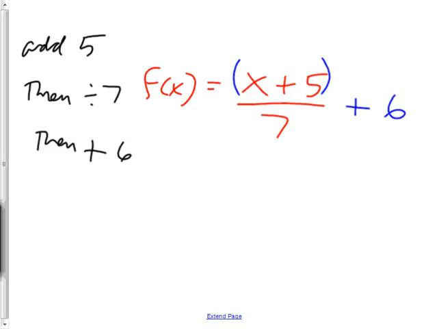Be careful when you're done that you go through the directions and say, would mine really make the 5 add first? Yep, because it's got a parentheses there. Would mine really make the divide by 7 come before the add 6? Yeah, because divide comes before add, so it'll be forced to do that. And then the add 6 would definitely be last because the other two are done.